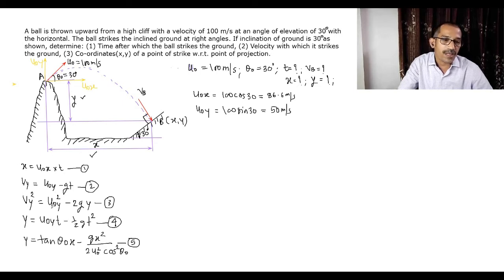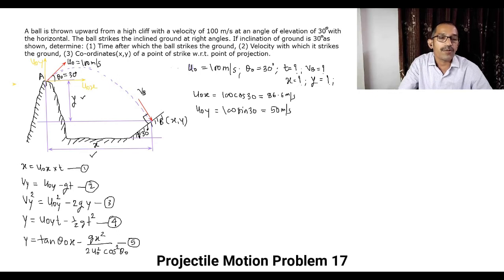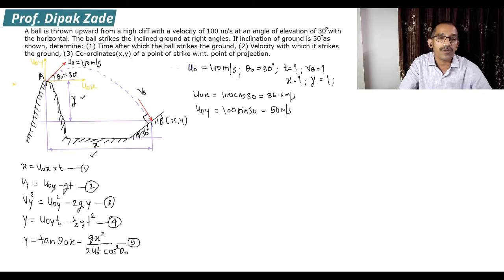Now these equations are available. Suppose we want to find x, and we try the equation x equal to u0x into t. See, x is unknown, u0x is known, but t is also unknown. There are two unknowns, so solution is not possible. Second equation, if you try, vy equal to u0y minus gt. Now u0y is known, t is unknown, and vy, that is Vby, is also unknown, right? Two unknowns, therefore solution is not possible.